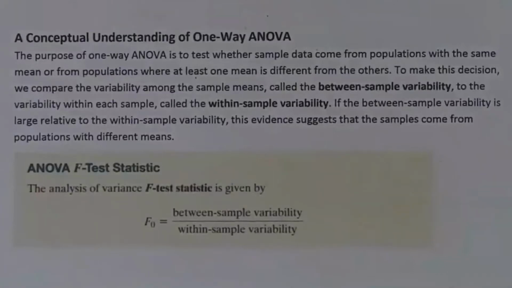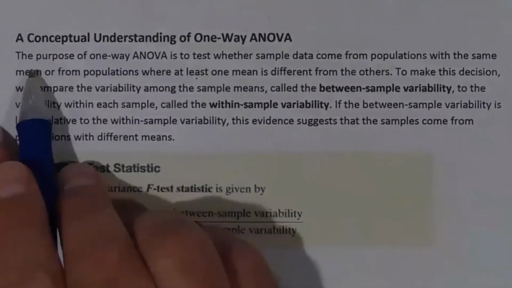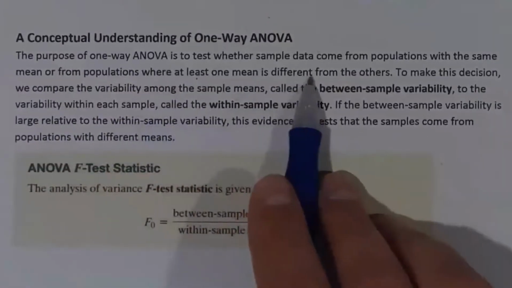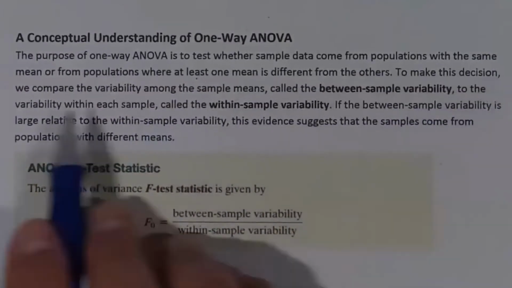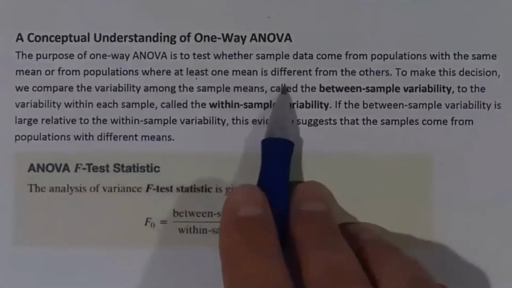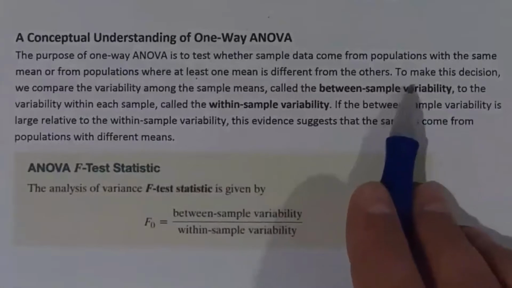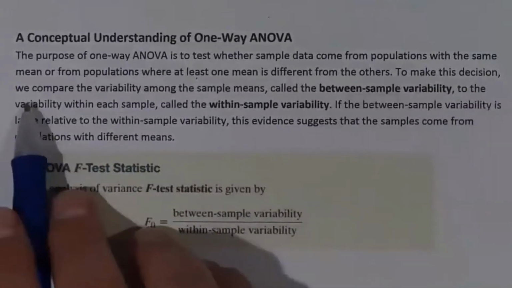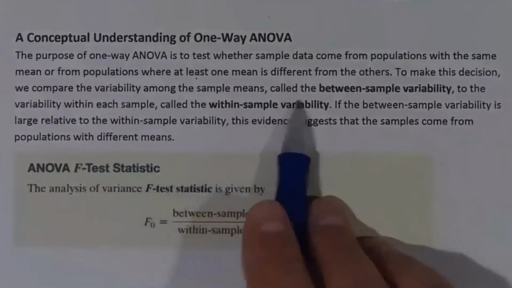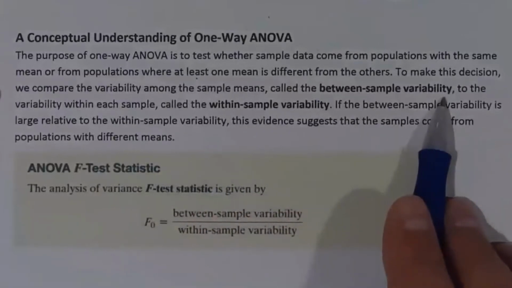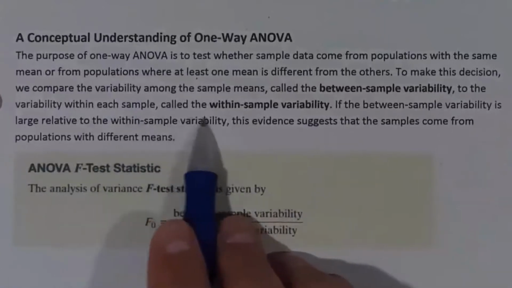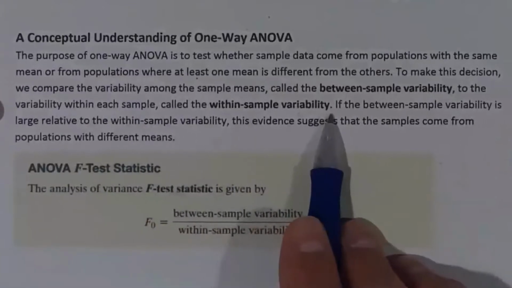A conceptual understanding of one-way ANOVA. The purpose of one-way ANOVA is to test whether sample data come from populations with the same mean or from populations where at least one mean is different from the others. To make this decision, we compare the variability among the sample means, called the between sample variability, to the variability within each sample, called the within sample variability.